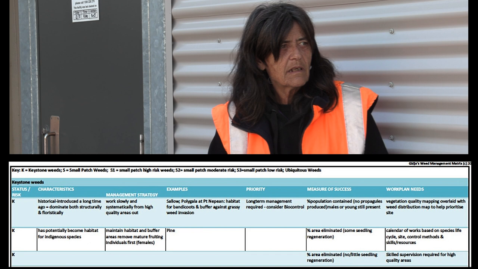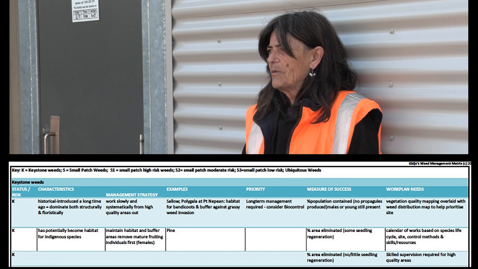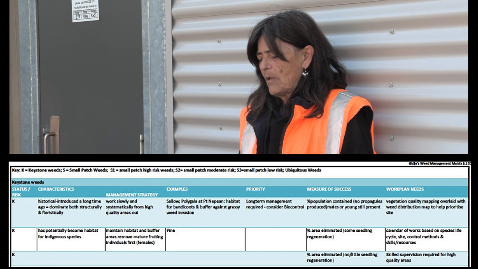So it's good to know the history sometimes. But that's become a keystone on French Island, so you wouldn't want to go and just take it all out because it's been there for 120 years. So the strategy's been where there's patches of black wattle, we move it out from that.